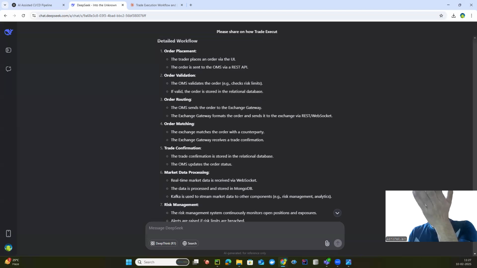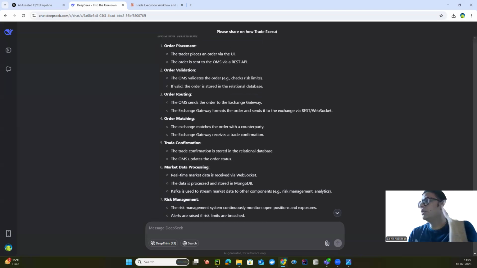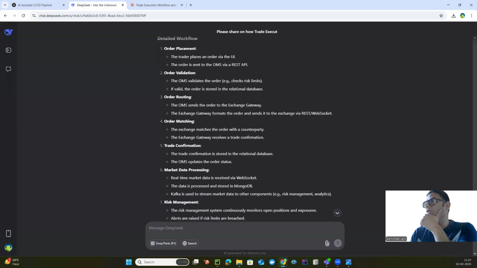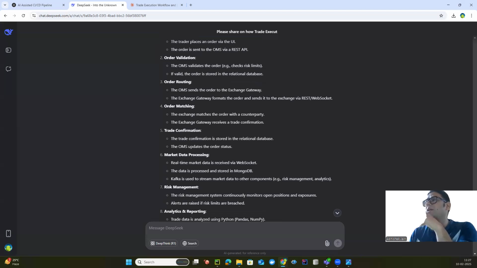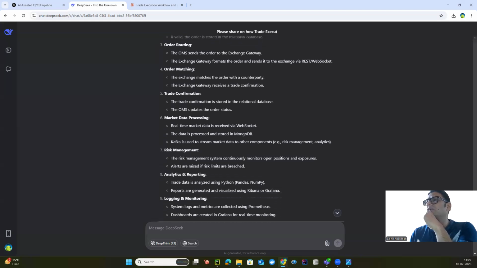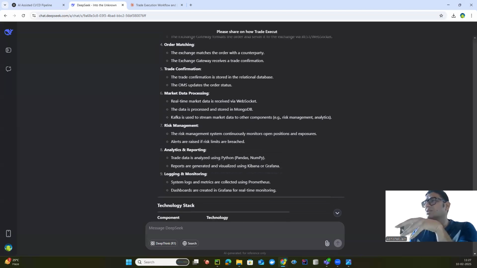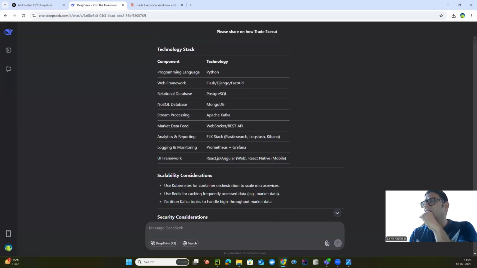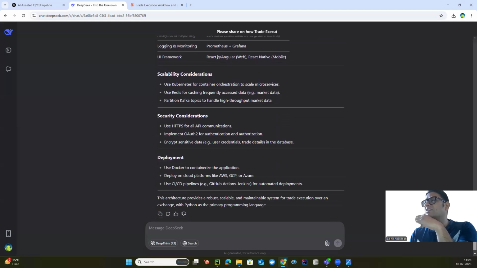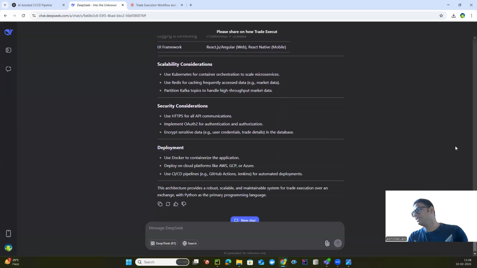Then we have a detailed workflow. It's explaining how the services are going to interact and how the components work together to have the end-to-end execution done. Order placement, trader places order through UI, order is sent to the OMS via REST API, order validation, order routing, matching, trade confirmation, market data processing, risk management, analytics, reporting, logging, and monitoring. This looks good. Again, we have a technology stack as well, scalability considerations, security considerations, deployment. So it seems like DeepSeek R1 is giving a more appropriate response, because this is the latest one which DeepSeek has given to us.